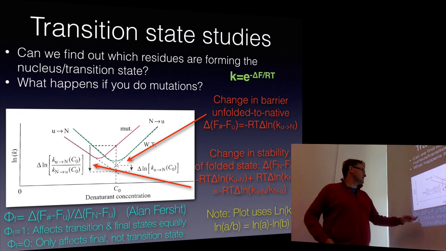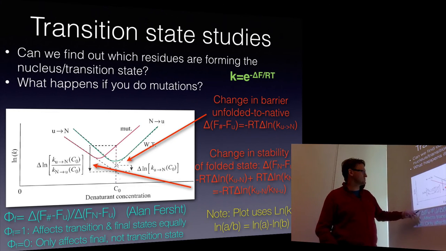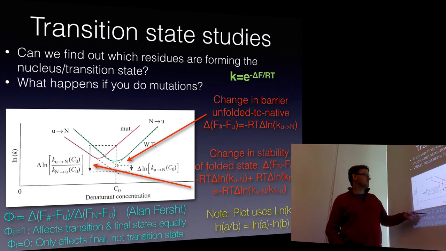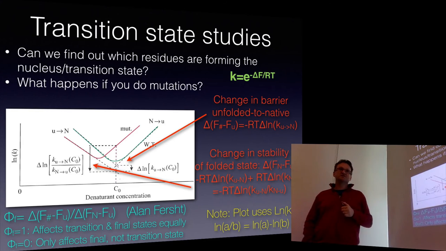On the other hand, if phi starts to be very high, so that this term can only be one, if this term is roughly the same as the second term, what does that mean? Well, that means that the entire difference I introduced here was really a difference that shows up already in the transition state.